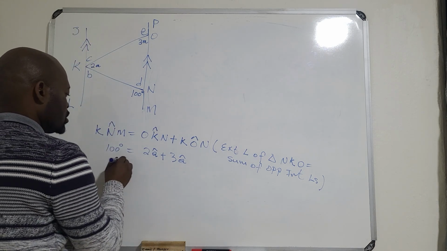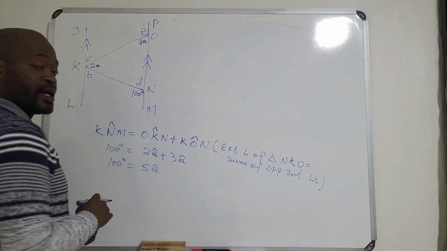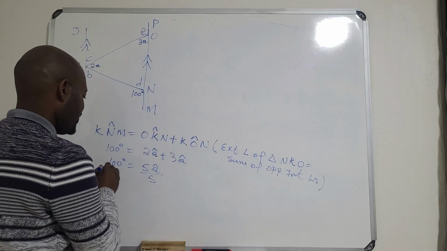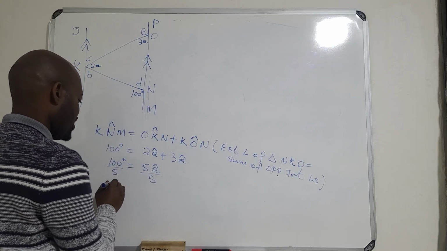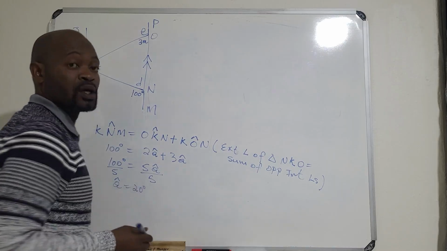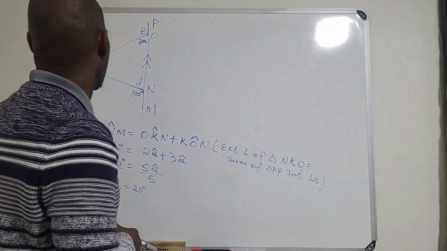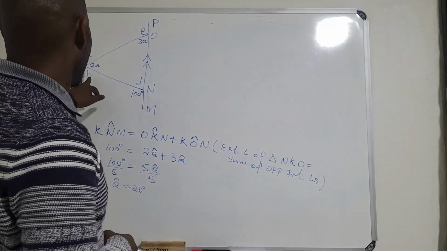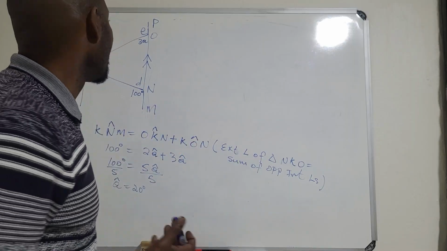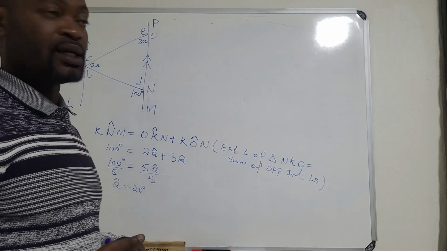Now, 100 is equals to 5 angle A. Now, we divide by 5, we divide by 5. Angle A is equals to 20 degrees. Now, we can find B because we follow the order of A, B, C, D, E. Now we can find angle B.